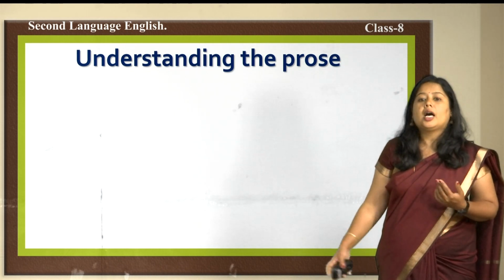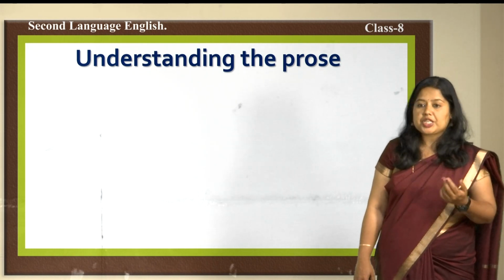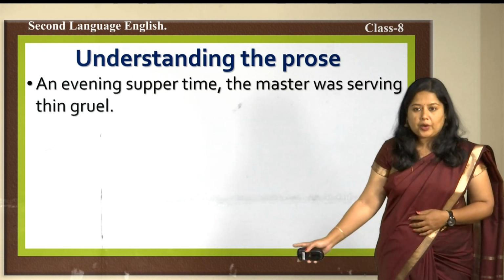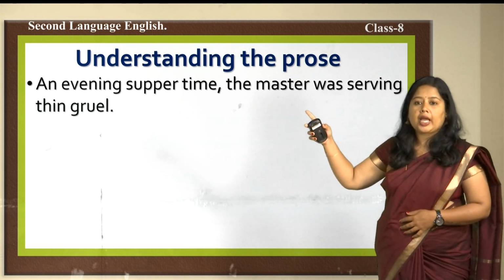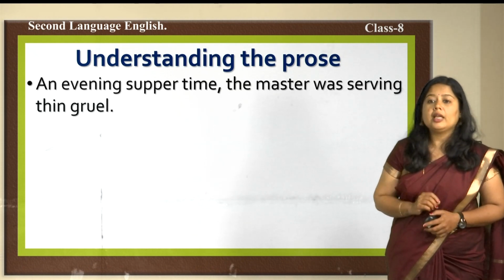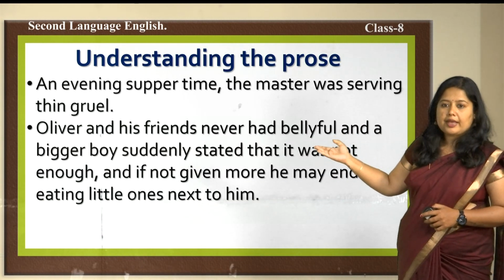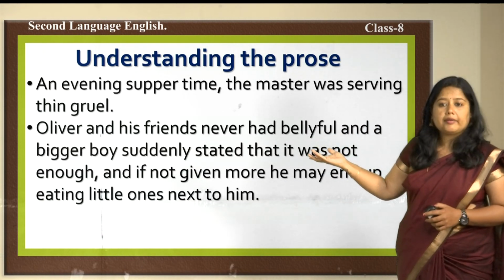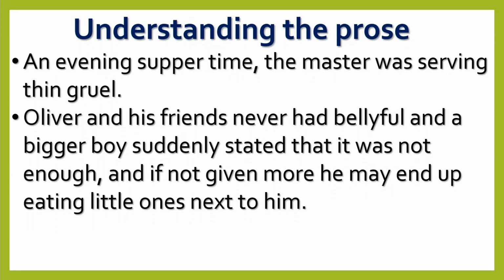Now, this is time to understand the prose part. We are left with the second half of the prose, so we shall study that now. I have made some points out of the text so that we can easily look at them and understand. At evening supper time, the master was serving gruel, thin gruel. So, it was an evening at the poorhouse and the master was serving thin gruel. Oliver and his friends never had a bellyful, hotte tumba, and a bigger boy suddenly stated that it was not enough and if not given more, he may end up eating the little ones next to him.